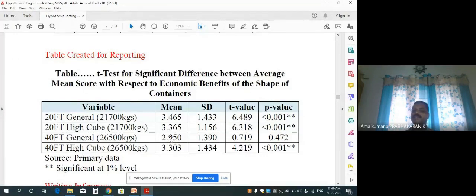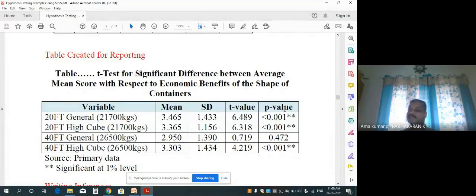After comparing the 2.95 with 3, we got an insignificant p-value. The p-value is greater than 0.05, which means there is no significant difference. A difference of 0.05 is there, but the p-value says that there is no significant difference between the 3 and 2.95. You can see that the t-value is very low, which means the deviation is very low.